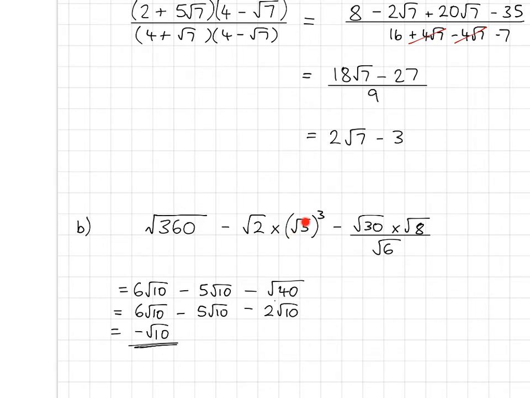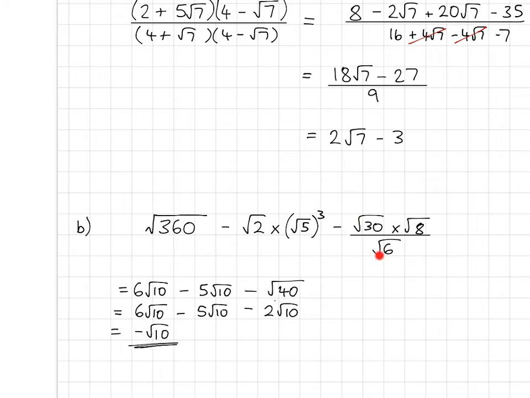I've got to do the root 5 cubed first, so that's going to be root 5 times root 5 times root 5. So that's going to be 5 root 5. And then I've got to times that by root 2, so that's going to give me minus 5 root 10. Now the last one, I could do this in a couple of different ways. I could do 30 times 8 in a square root, which would be root 240, and then divide that by 6, which is root 40.